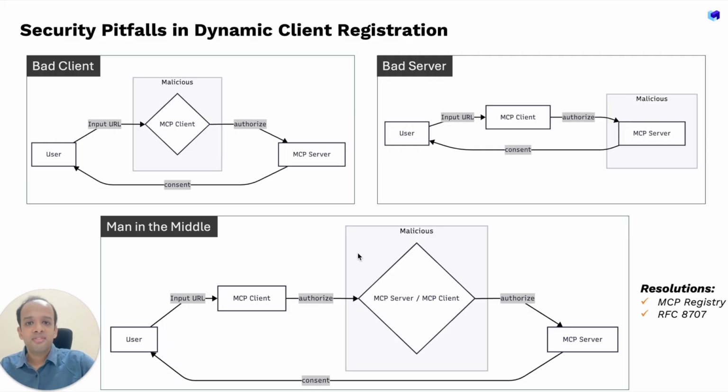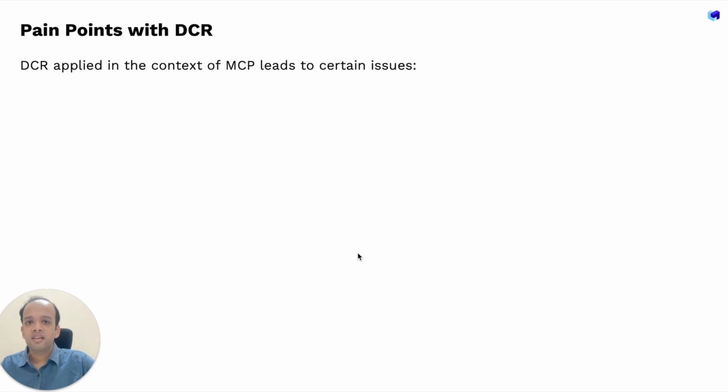And the second thing which can help, remember, is what we talked about, resource indicators, where the access token is cryptographically bound to the MCP server, the specific MCP server. So this man in the middle attack can be avoided using that. Now, in general, dynamic client registration as a technique has certain pain points, because although this is a very old RFC, when it is applied on top of MCP, it raises a certain amount of issues.